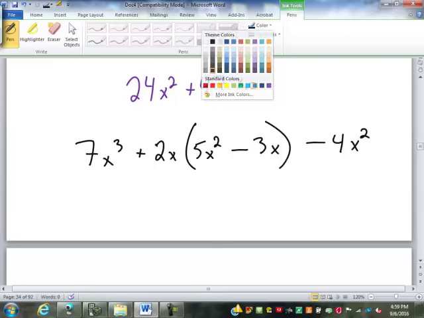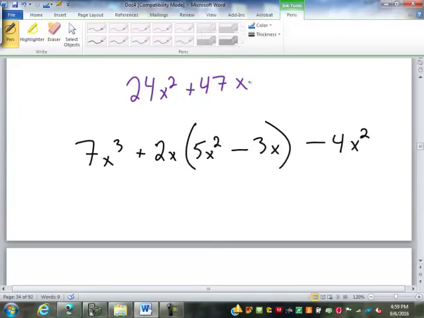Something like this. Now, whenever we see parentheses, it should draw our attention there. Is there anything that we need to do inside those parentheses? No, there's not. So now we can step back out. Those parentheses are not an enclosing symbol. All they're doing is telling us that 5x squared minus 3x is a single number. It's not two separate numbers.